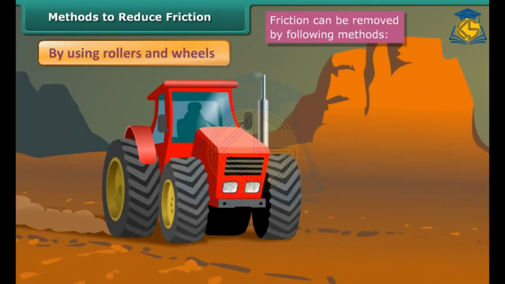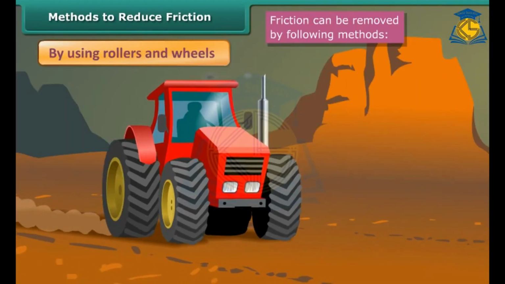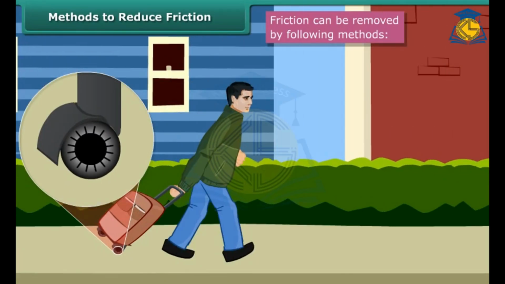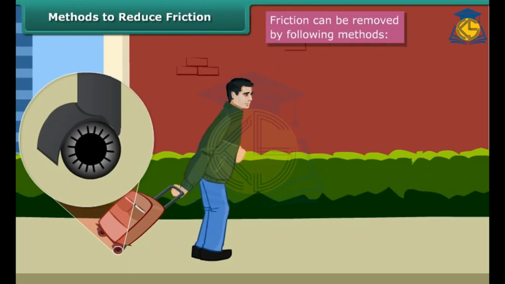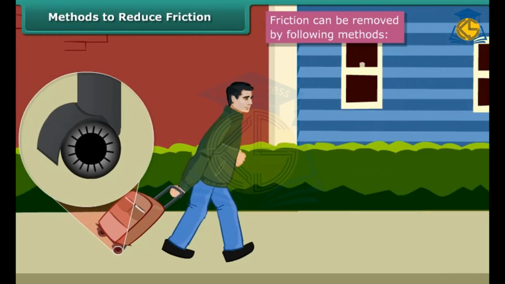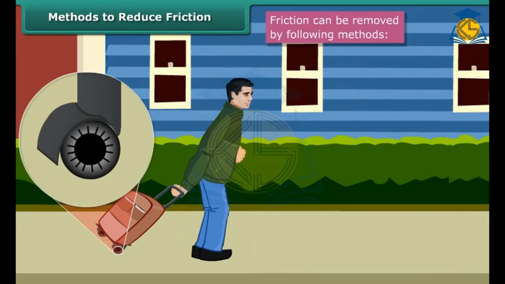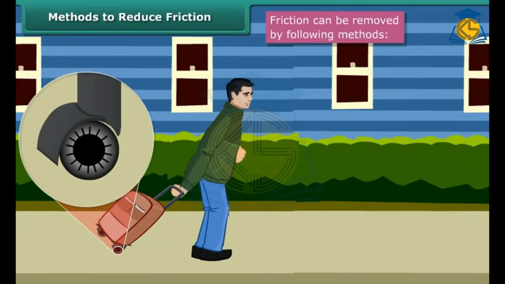By using rollers and wheels. Many heavy objects like big suitcases are provided with small wheels called rollers to reduce friction so that they can be carried easily by pulling.